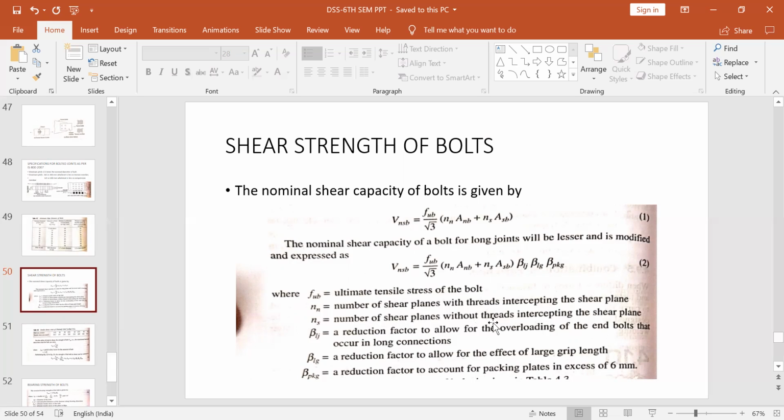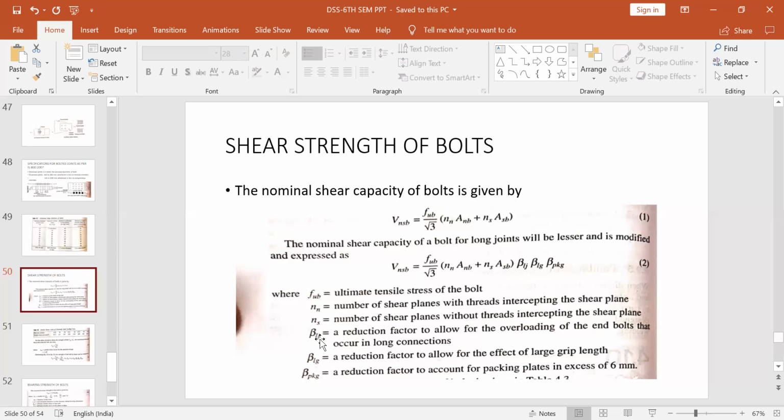NS is the number of shear planes without threads intercepting the shear plane. So this is for shear planes without threads, and this is for shear planes with threads. Normally the entire length of the bolt is threaded, starting from the steel washer to the nut end, the entire grip of the bolt is threaded. So in that case, your NS will be 0 because there will be no plane without threads. So simply keep that as NN.